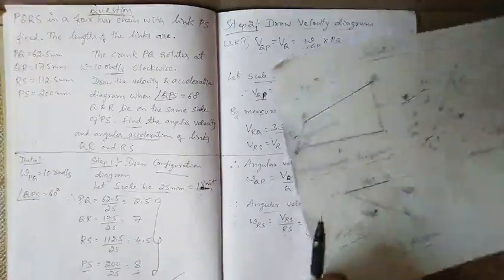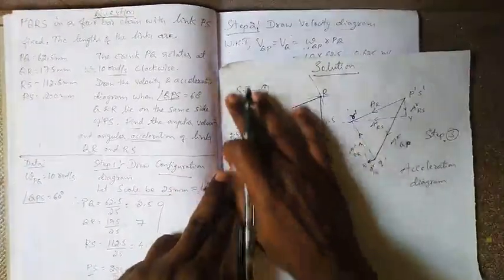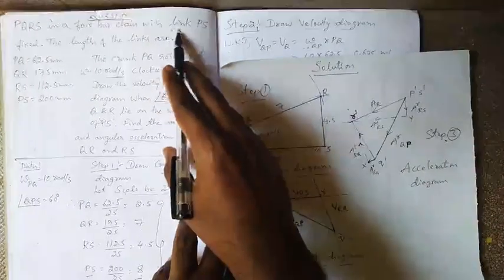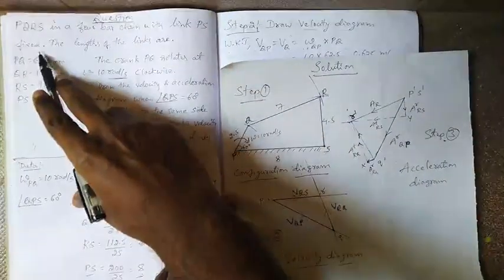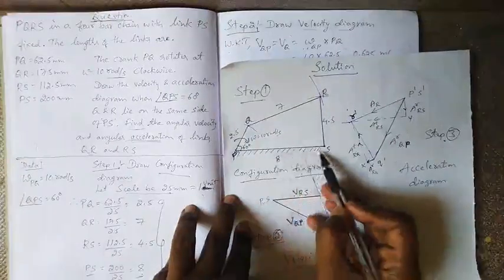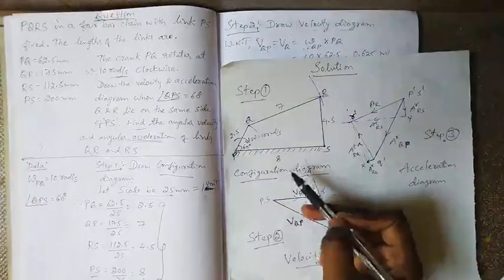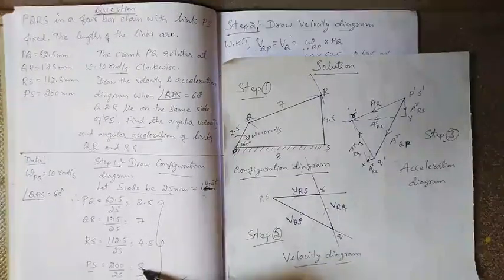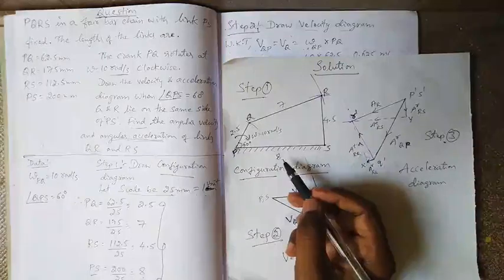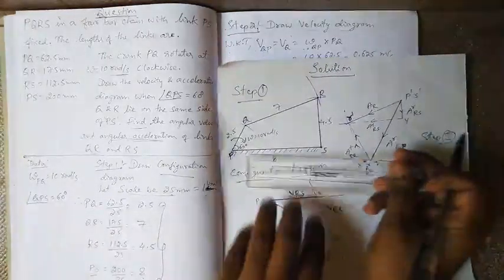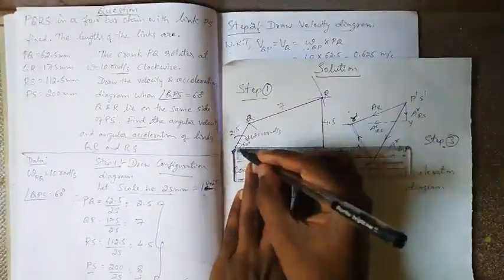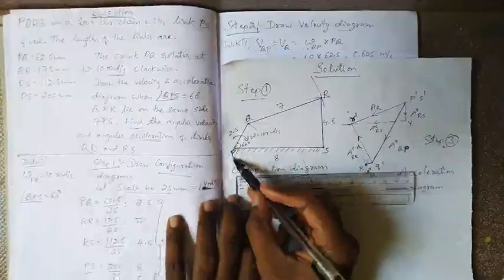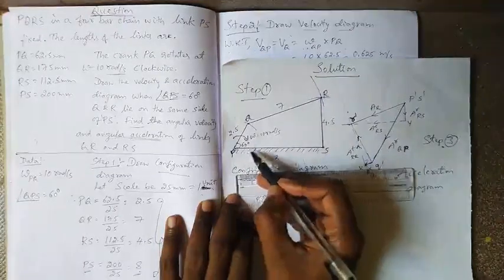So how to construct the space diagram? Here I explain. This is the first step. In the problem statement, link PS is given as fixed. So the PS length is going to be fixed. From calculation we found PS is equal to 8 units. So let us take an 8 centimeter line first. First draw an 8 centimeter line like this, called PS, and fix that link.